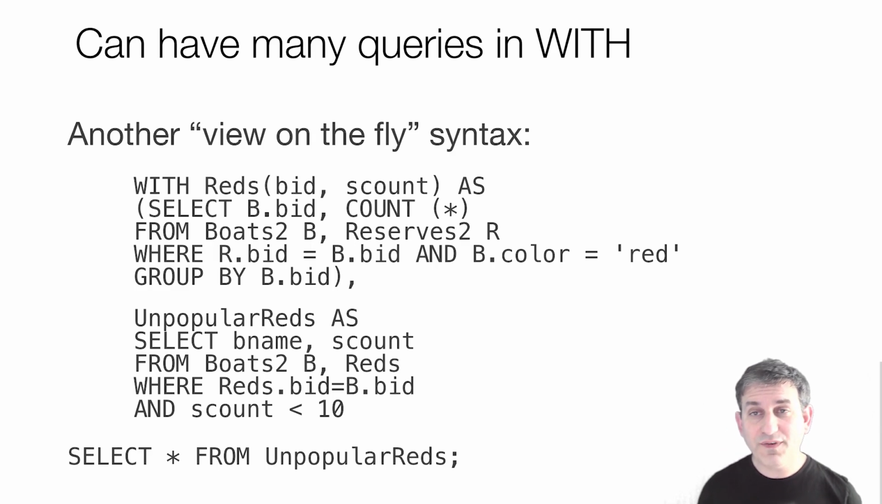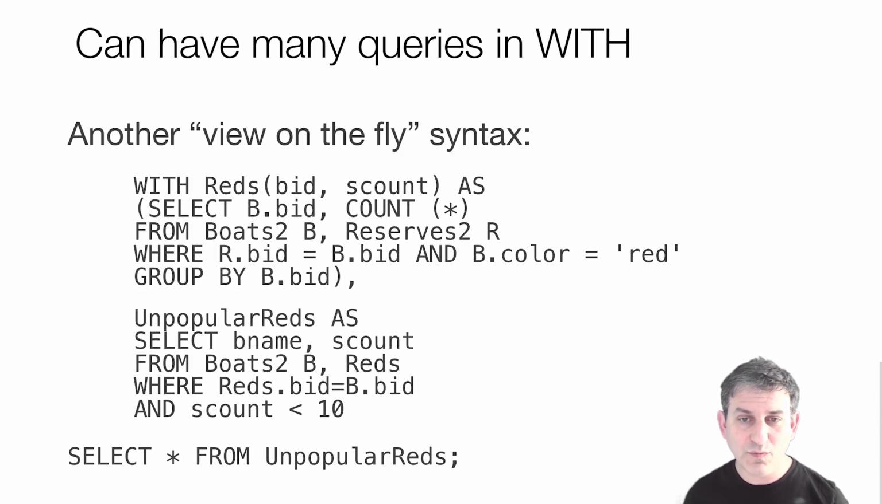You can actually define a whole sequence of these queries in the with clause. So this is the same sort of view-on-the-fly syntax using with. First, we're going to define reds, and this is just as it was on the previous slide, with reds, bid, scount as subquery, comma, and we'll define another alias, unpopular reds as, and notice we don't really even need the parentheses here. They were there for clarity, but in this example with unpopular reds, we didn't use them.